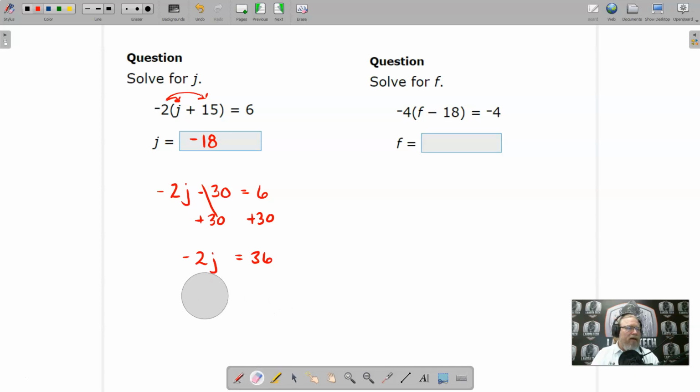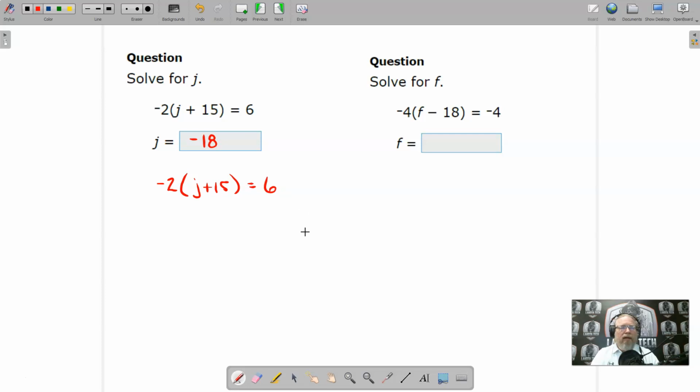Well, let's look at another way to do this. What if we had, let's go ahead and rewrite this. Negative 2 times the quantity of j plus 15 equals 6. Well, if I had negative 2x equals 6, you'd be like, oh, I could divide by negative 2, right? Because that's negative 2 times something. And what's left? The x, right? That would be negative 3, right? So what's left over is whatever the x is.